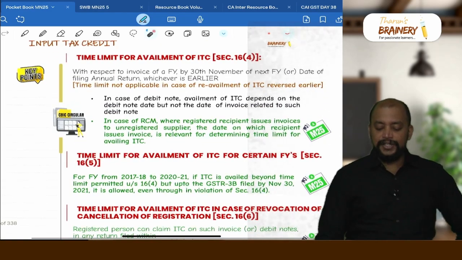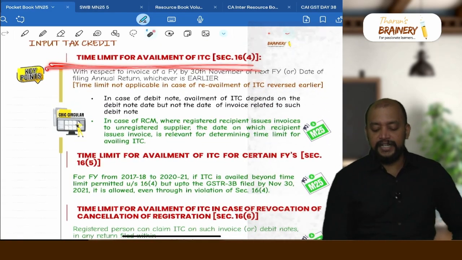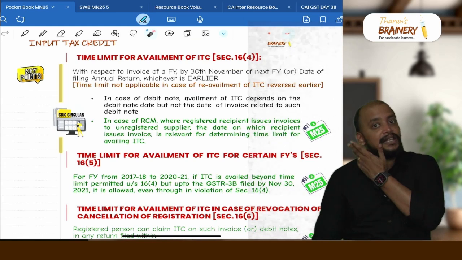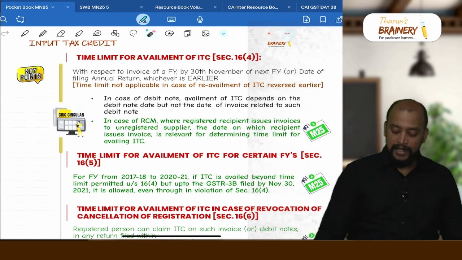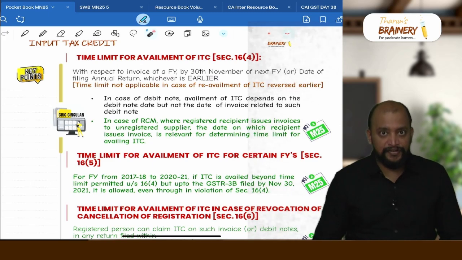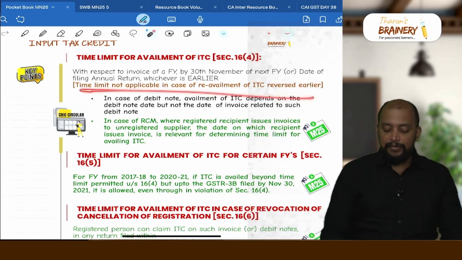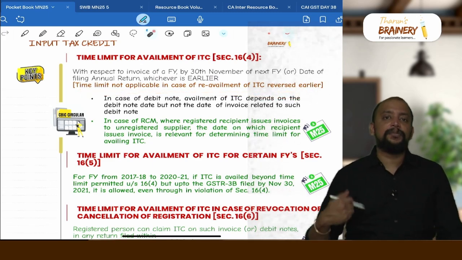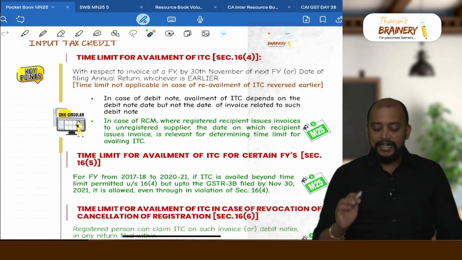Then section 16(4), time limit for availment of ITC. Usual time limit for availment of ITC is 30th November of the succeeding financial year or date of filing annual return, whichever is earlier, will be taken as the time limit for availment of ITC. And the time limit is not applicable in case of re-availment of ITC reversed earlier, that is an exception.